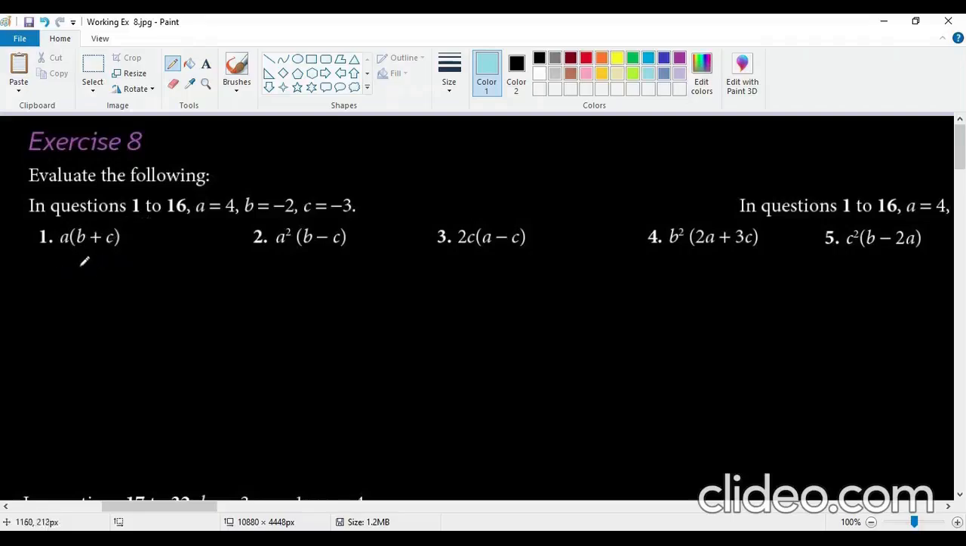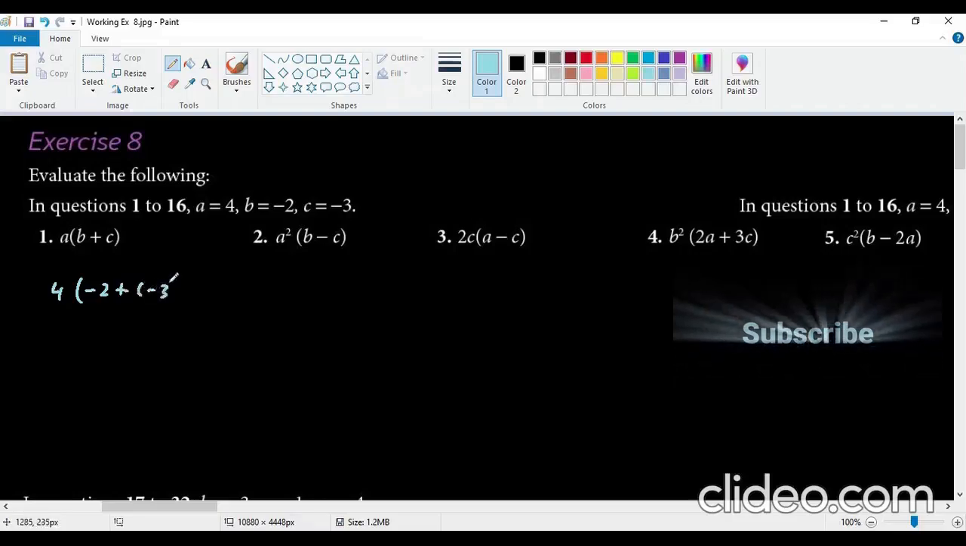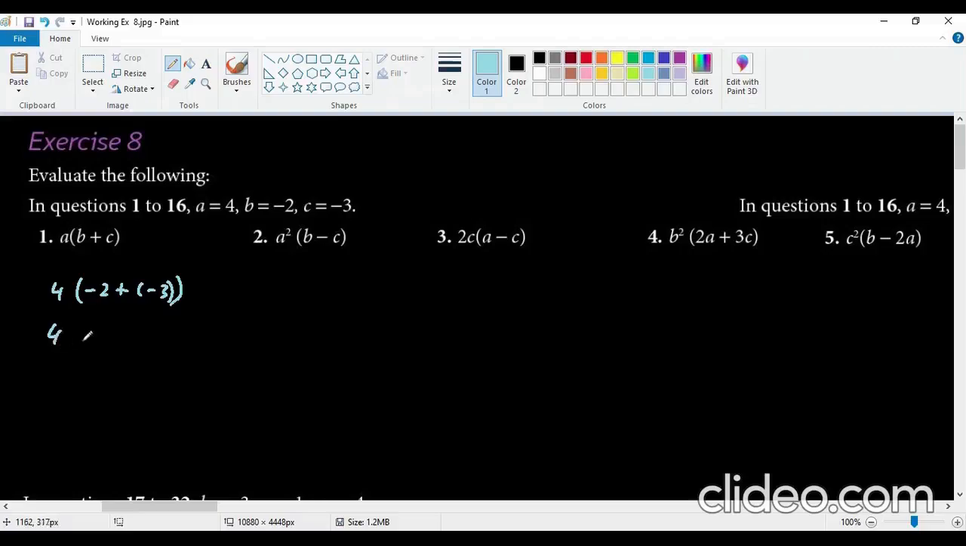Now first of all, I will be evaluating by providing the values given by two different methods. First is to simplify and then put the values, and second option is to go for substituting the value directly. Now a is 4, and in the bracket we have negative 2, which is b, and plus minus c, minus 3 is the value of c. So I'll be doing this way. Now minus 2 minus 3 is going to give us a minus 5, and minus 5 multiplied by 4 is going to give you a negative 20.